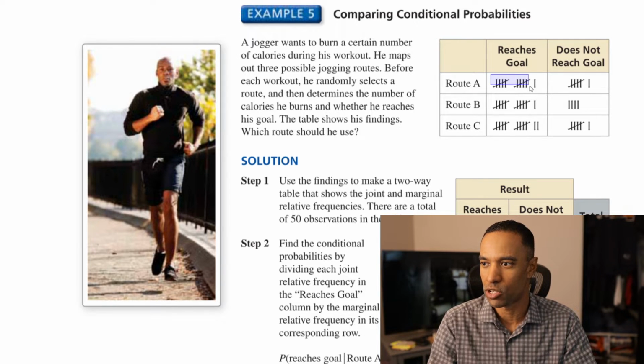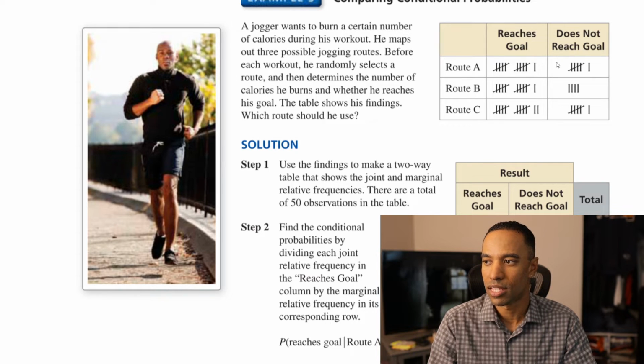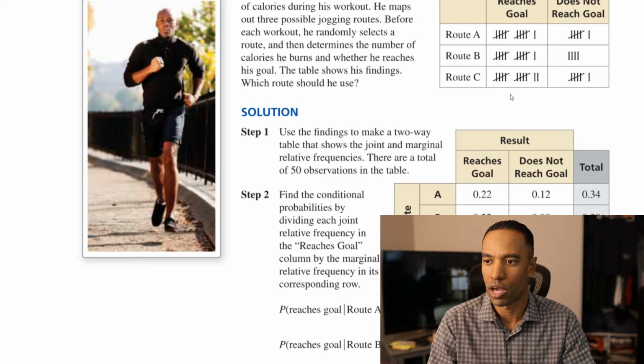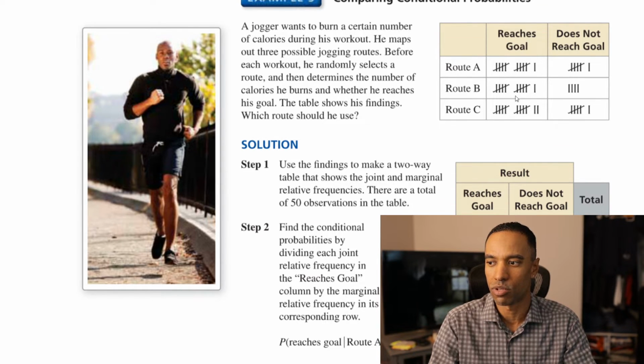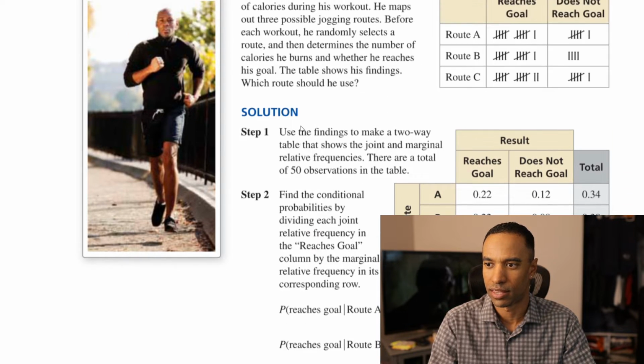So route A, he reached his goal 11 times, didn't reach it 6. Route B, he reached it 11, didn't reach it 4 times. Route C, reached it 12 and didn't reach it 6. So, those are numbers, right? That's 11, 6, 11, 4, 12, 6. And you can kind of use those to come up with things that you divide out of the totals. The total is, they didn't write the numbers in between here. They just show the tally marks.